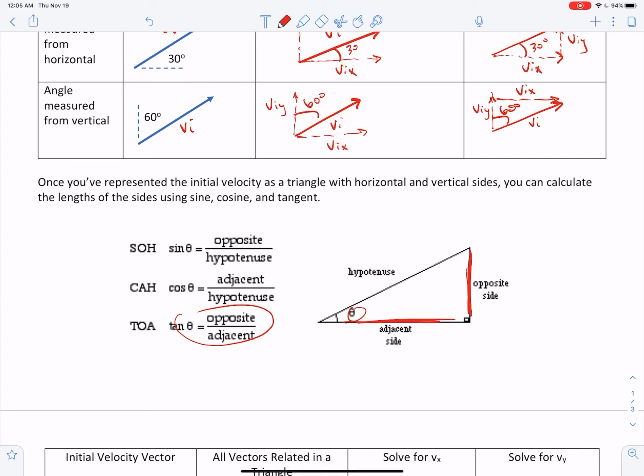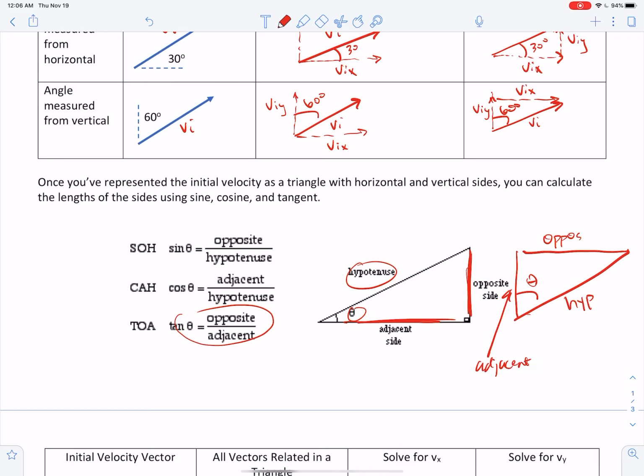Now, you can do the same thing, sine, cosine, and tangent, if you've measured the angle from the vertical. It's just that you would draw your triangle a little bit differently. So you'd have the same triangle, but now you would measure the angle from the vertical. This is your hypotenuse, as before, but now this leg would be your adjacent, and this would be your opposite side, right? It's all with respect to the angle.